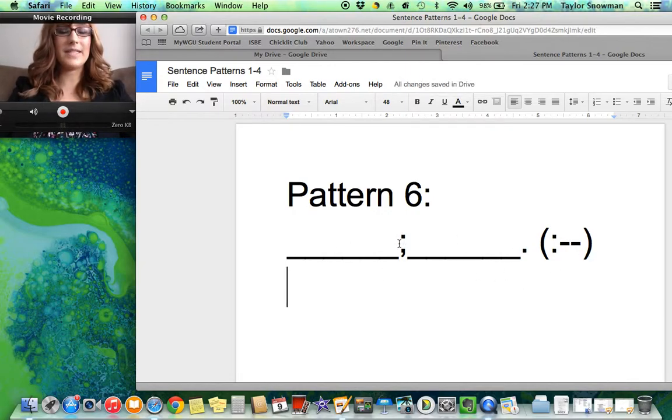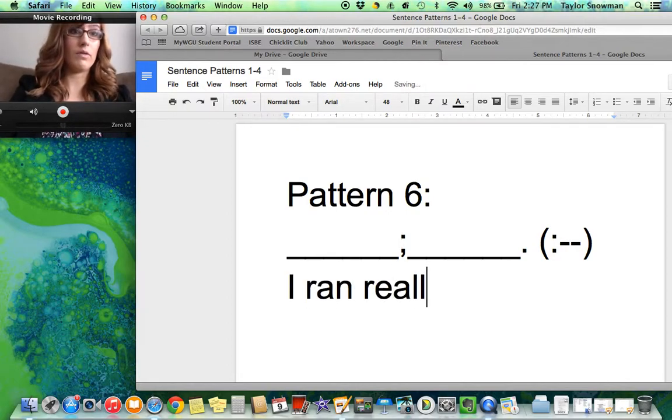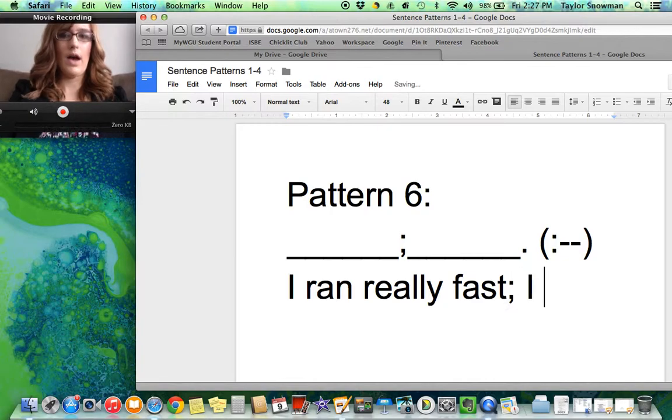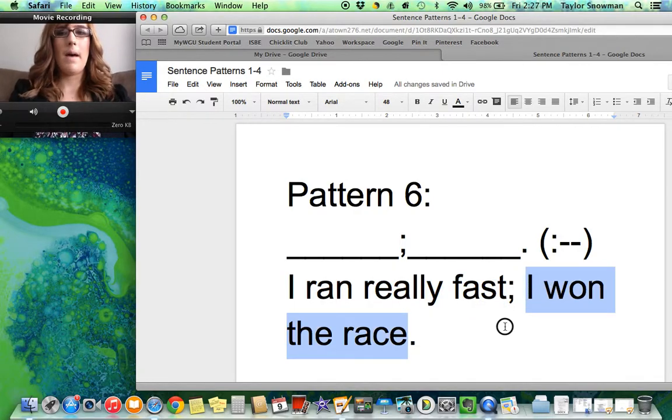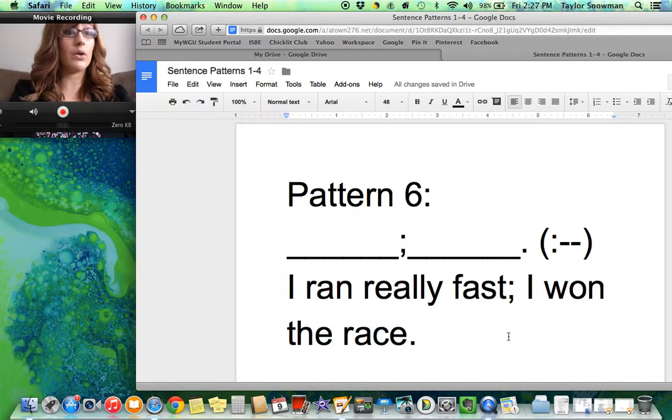So you have two separate thoughts with a semicolon in the middle. Now these two thoughts, they have to go together somewhat. They can't just be like, I want chicken for dinner. I hate sports. Those don't go together. So it could be something like this. I ran really fast; I won the race. Okay, now these are two independent clauses. I ran really fast. That could be its own sentence. I won the race. That could be its own sentence, but I'm going to put them together and put a semicolon in the middle.